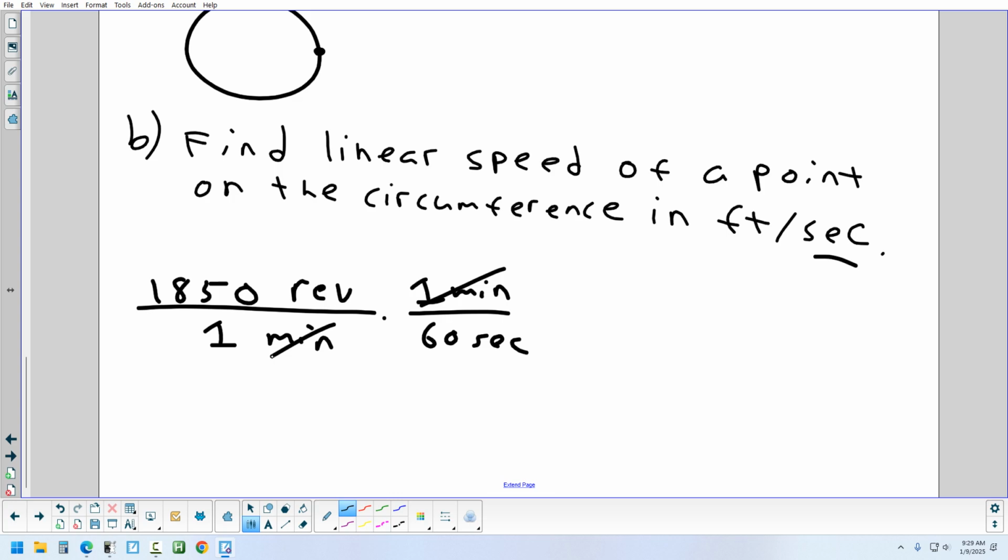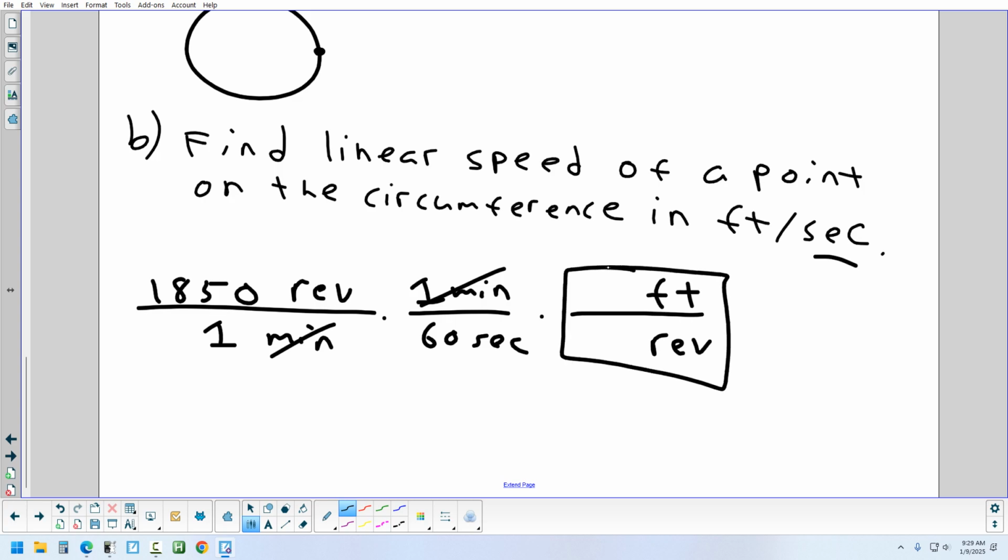Now we want to get rid of revolutions. We don't even know numbers yet, but we should know where. Where would revolutions go if we want it to disappear? We want it to go in the bottom. In place of revolutions, what unit do we want? Feet. We want feet. That's what we have to figure out. How many revolutions, or how many feet in a revolution? Okay. So how many feet are there in a revolution?